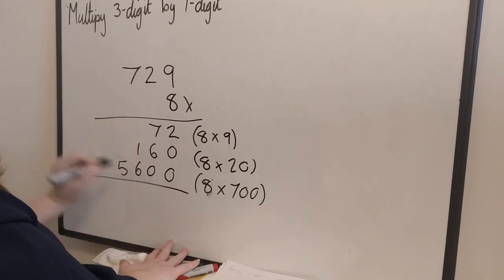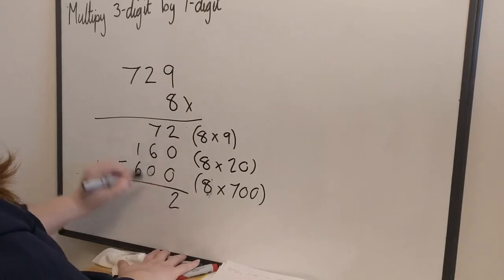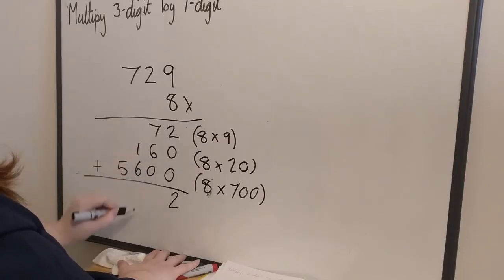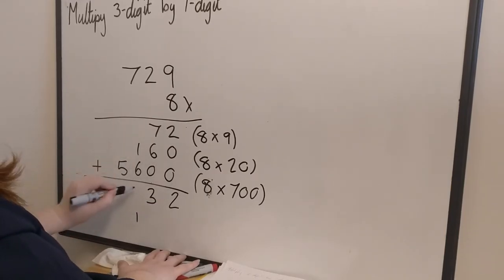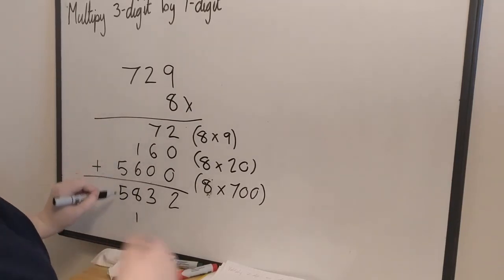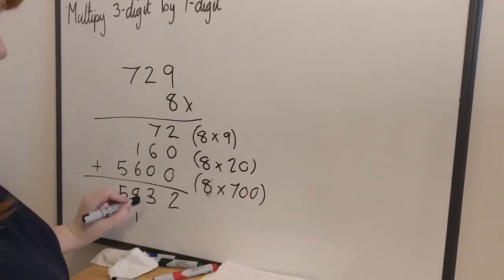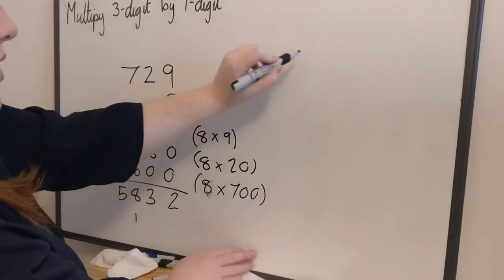Now we've done it step by step. We need to add it back together. So 2. 7 and 6 added together, because it's 0 here, is 13. 1, 6 is 7, 8. And then 5, we've got nothing else to add. 5,832. Now I'll show you how we do that in the slightly quicker method.